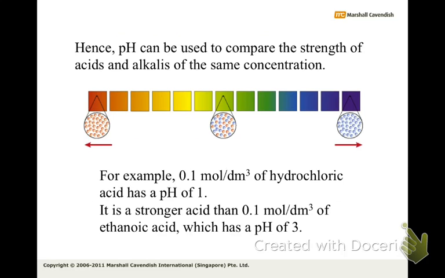Now, pH can also be used to compare the strength of acids and alkalis of the same concentration. For example, 0.1 mole per dm³ of hydrochloric acid has a pH of 1. It is a stronger acid compared to the same concentration of ethanoic acid, which has a pH of 3. So provided that two different acids have the same concentration, you can compare their pH.